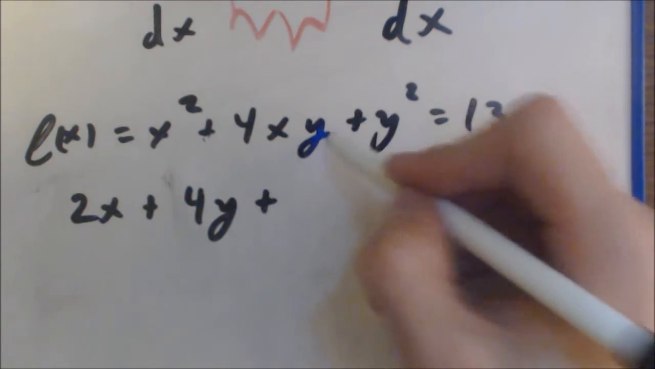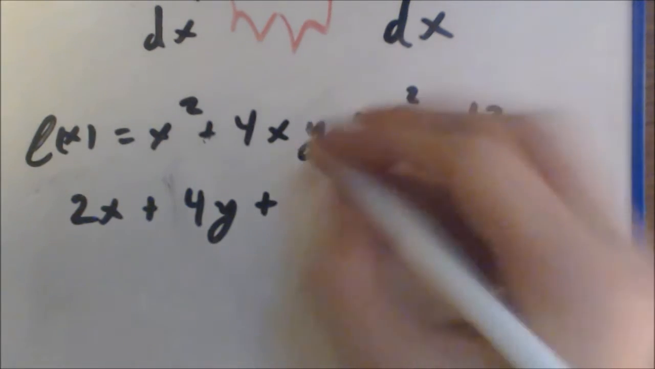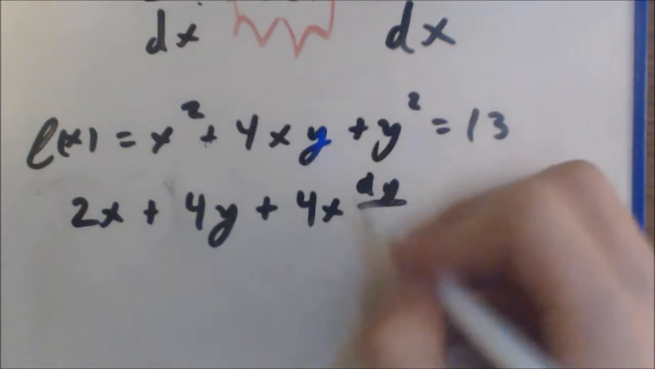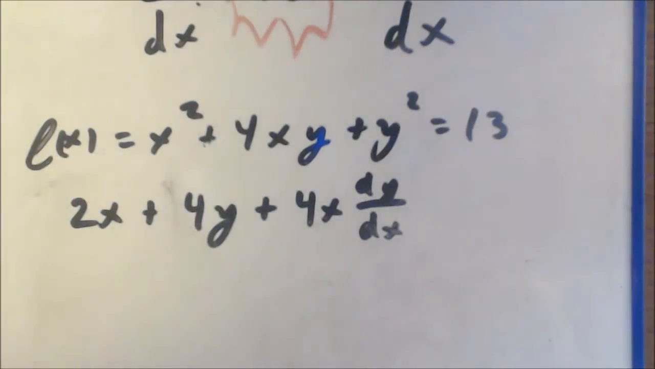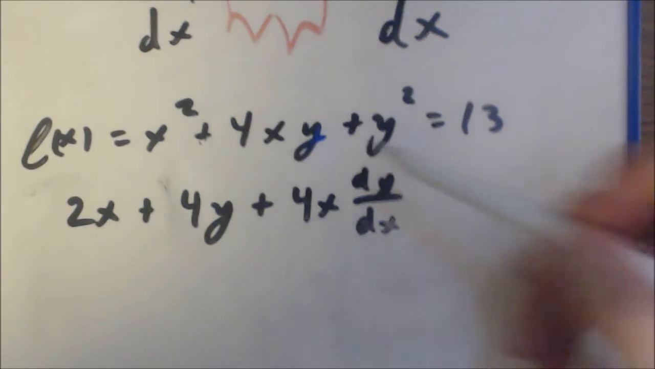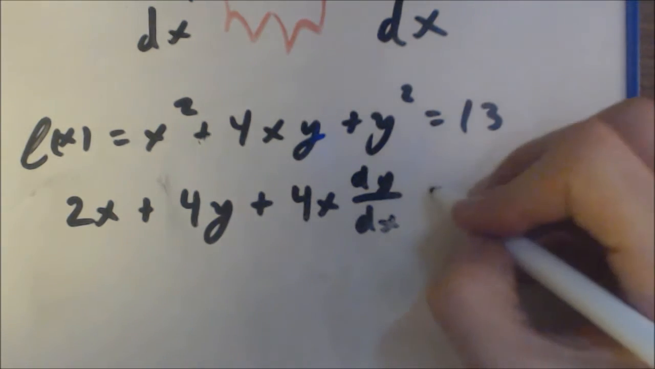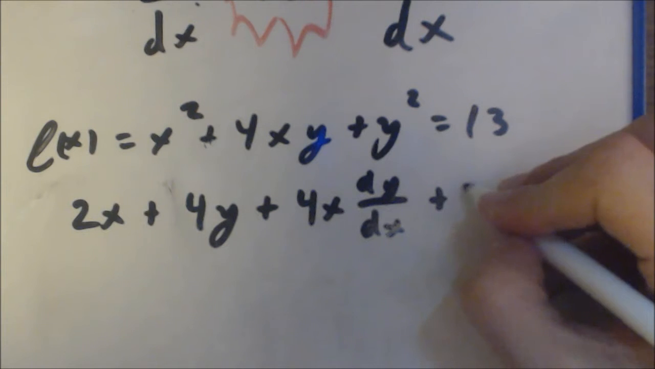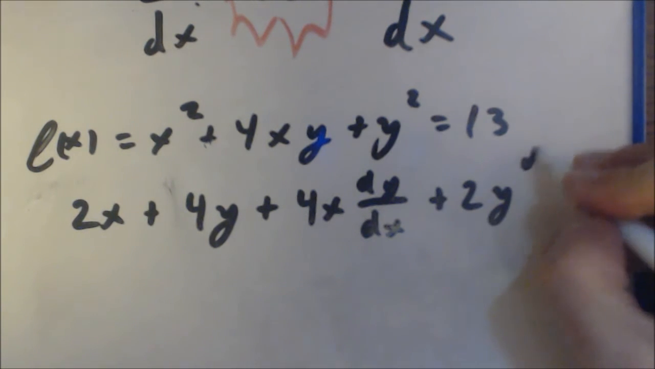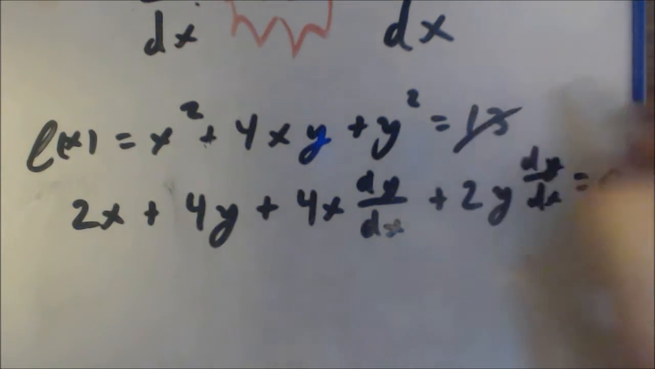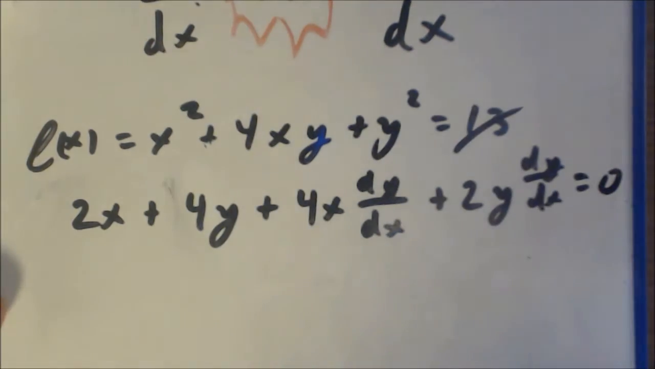Now, when we take the derivative of a y, we're going to write 4x dy over dx. Whenever you take the derivative of the y, you have to write dy over dx. This is true for the y squared here too. So we're going to do plus 2y dy dx. This is going to equal 0 because the 13 just disappears.